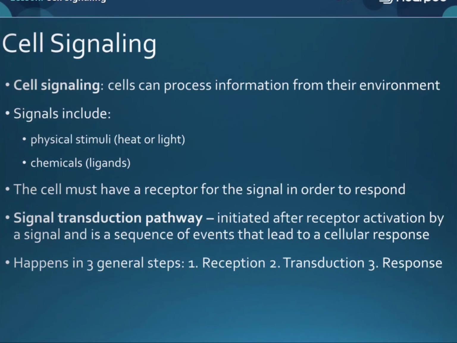In cell signaling, cells can process information from their environment. Signals can include physical stimuli, like heat or light, or chemicals known as ligands. The cell must have a receptor for the signal in order to respond. Then we have the signal transduction pathway, which I mentioned a moment ago. It's initiated after receptor activation by a signal and is a sequence of events that leads to a cellular response. That happens in about 3 general steps that you're going to have to know. The first is reception. The signal is received, that signal is transduced within the cell, and that leads to some response. There are a couple of different types of responses it can have.